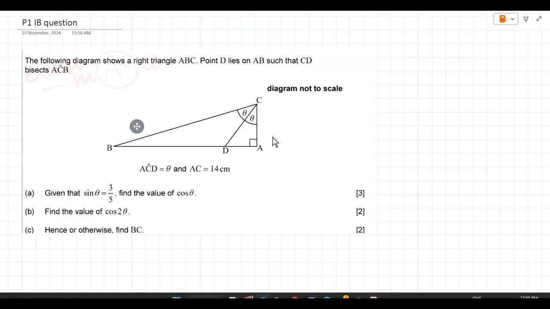See, what you've been given: the following diagram shows a right angle triangle ABC. D lies on AB such that CD bisects the angle. Correct. ACD is theta. AC is 14 centimeters. It's given over there. AC is 14 centimeters. That's a ratio. Remember that. So given that sine theta is equal to 3 upon 5, correct? Find the value of cos theta.